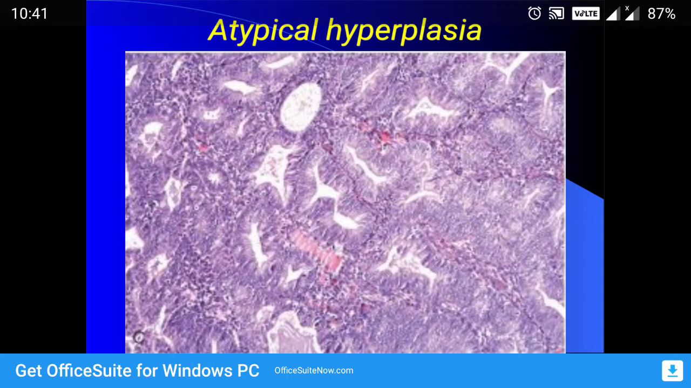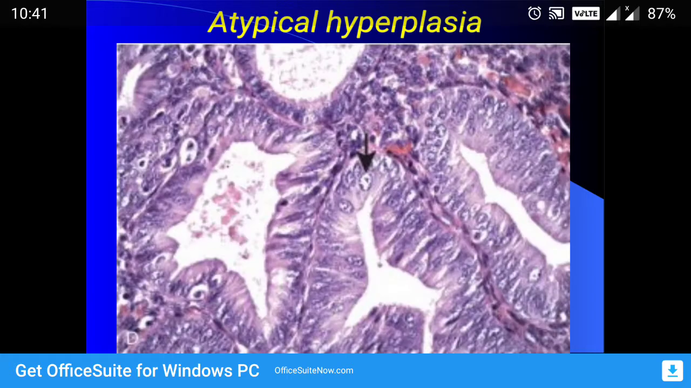So you call it atypical hyperplasia when the glands are irregular in shape and are lined by atypical cells showing hyperchromatic nuclei, and see the chromatin, open chromatin with prominent nucleoli. You can see the arrow showing the prominent nucleolus and open chromatin. Open chromatin means coarse chromatin.